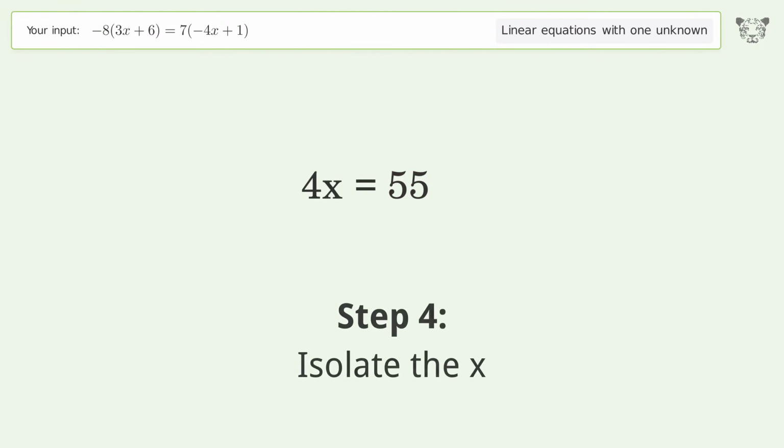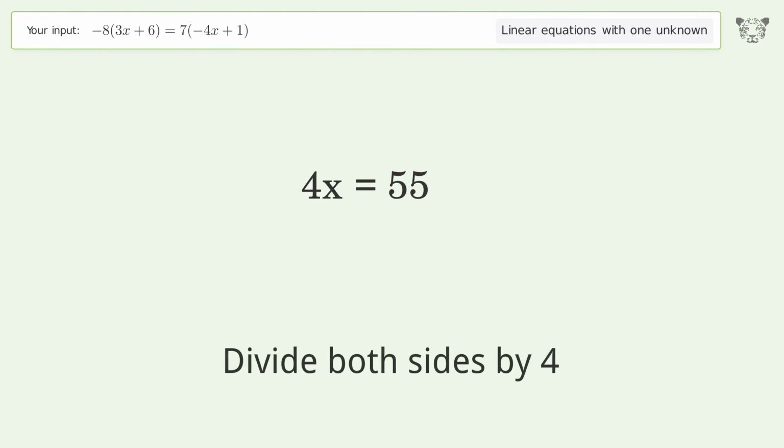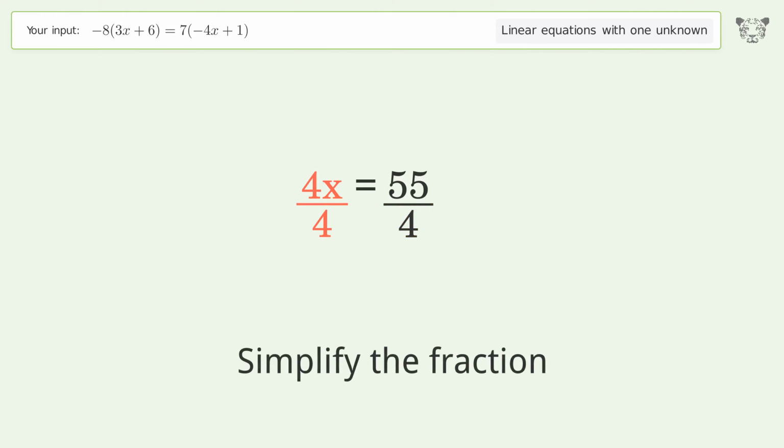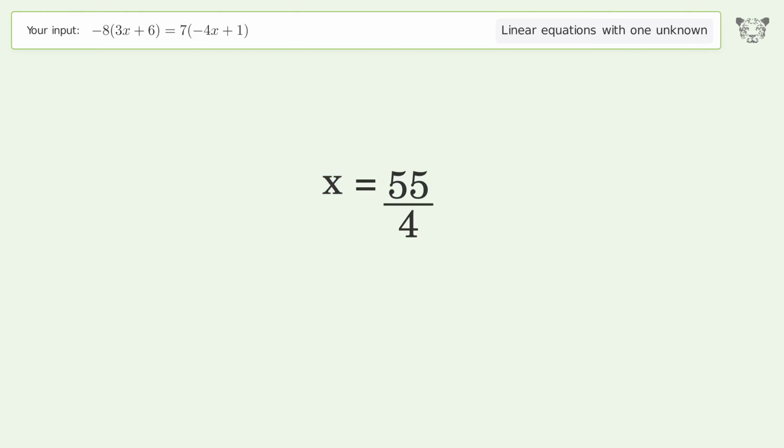Isolate the x. Divide both sides by 4. Simplify the fraction. And so the final result is x equals 55/4.